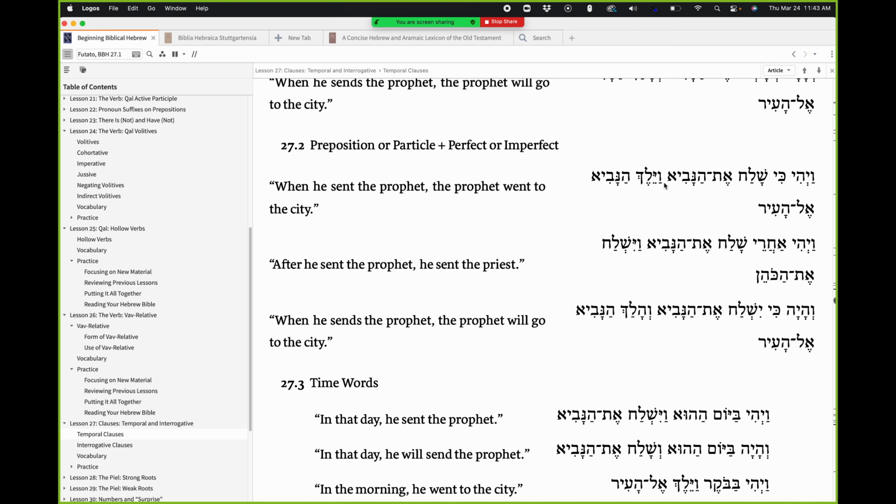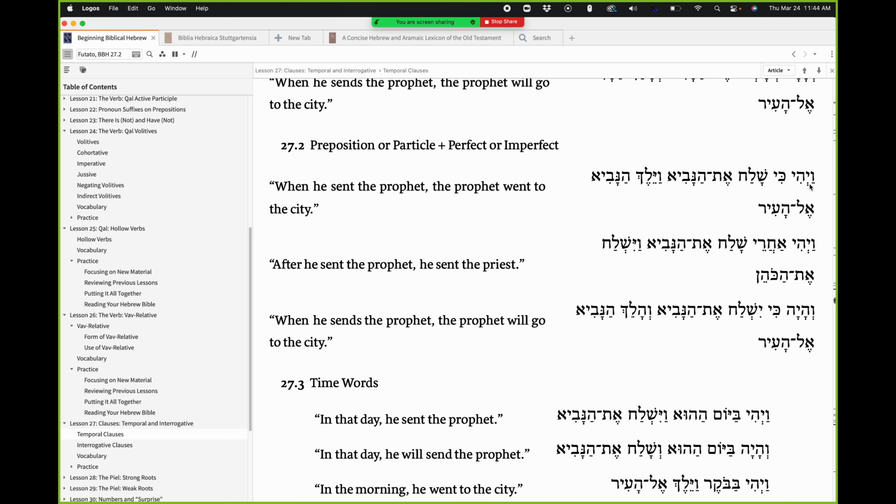We would just say he sent the prophet. But what Futato's pointing out here is that these two Vav-relatives are actually linked in a special way. They're not completely independent of one another. They're connected. And the way they're connected is this Vav-relative clause is setting the timing of this clause. And that's why he translates it as a relative clause.